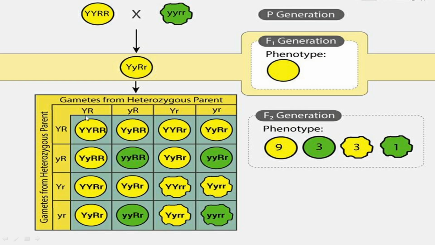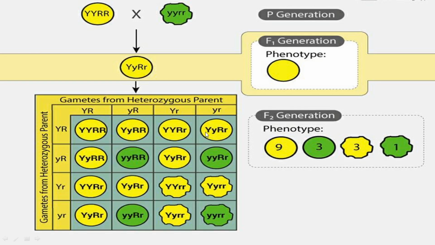When these are combined, that means capital Y, capital Y, capital R, capital R. If it has capital Y and capital R, it possesses yellow round seeds. In this we can see capital Y and capital Y, it is possessing yellow round. Capital Y, capital R, yellow round.